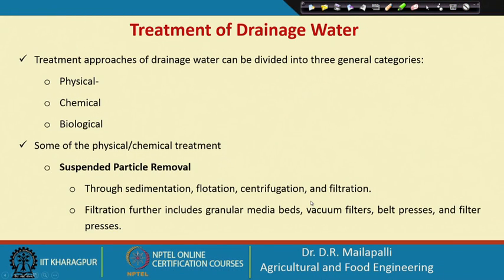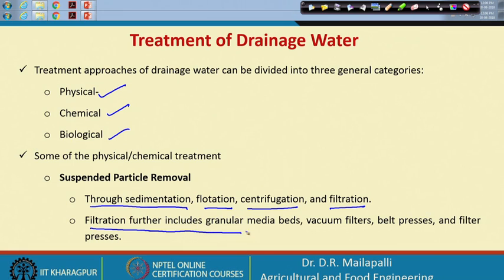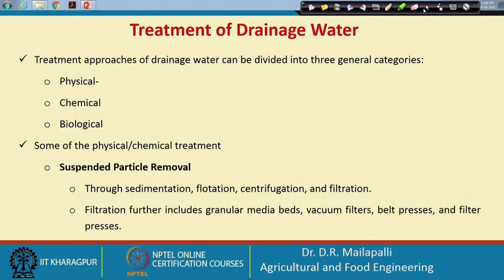And finally, the treatment of drainage water. There could be physical, chemical, and biological treatments. The physical treatments remove suspended solids, through sedimentation, flotation, centrifugation or filtration. Filtration further includes granular media beds, vacuum filters, belt presses and filter presses. All these are used in the filtration process to remove suspended solids from the disposed water or drainage water.